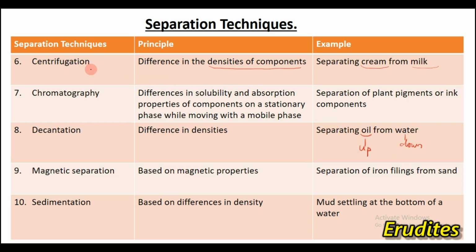In centrifugation, the principle is based on the differences in densities of the components. But what we use here is a centrifugatory machine. Here we don't use a machine in decantation. Another example of a centrifugation process is separation of blood into its constituents. When you separate blood into its various components, white blood cells, red blood cells, platelets, and plasma, we use the process called centrifugation.